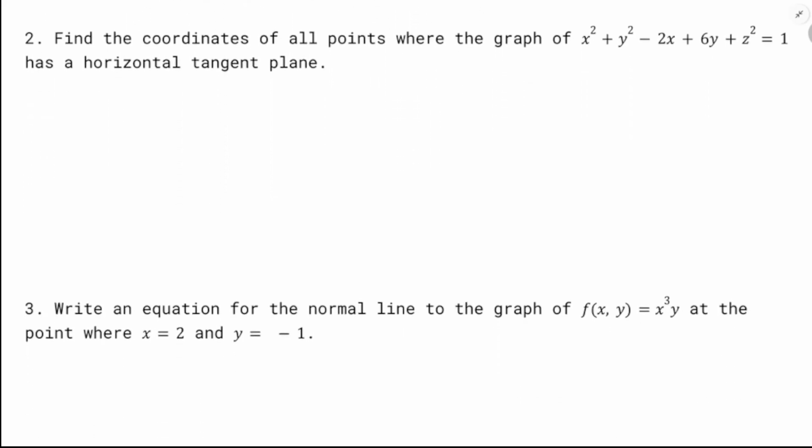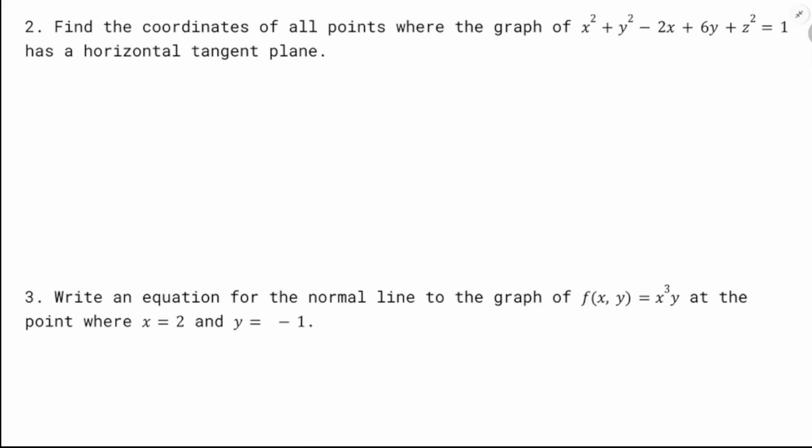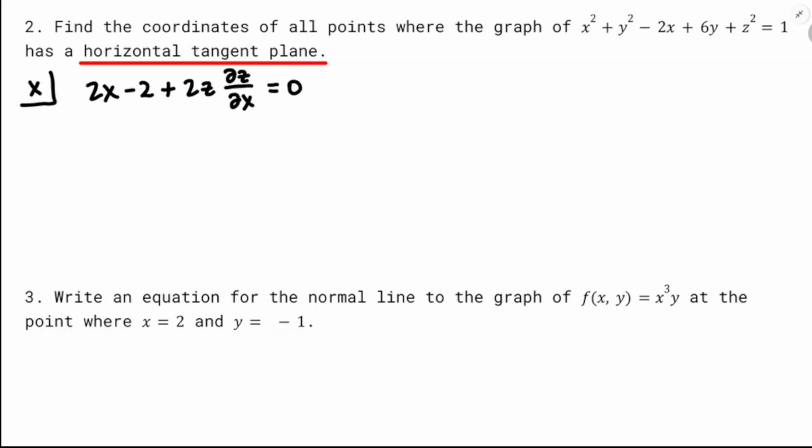Then we'll find the coordinates of all the points where the tangent plane is horizontal. Now if we see that, that means that both the x derivative and the y derivative need to simultaneously equal 0. So we're going to have to take that derivative implicitly here. With respect to x, I'm going to have 2x plus 0 minus 2 plus, the derivative of z squared, we have to assume z depends on x, so that'll be 2z partial derivative of z with respect to x, because of the chain rule, and that'll equal the derivative of 1, which is going to be 0.